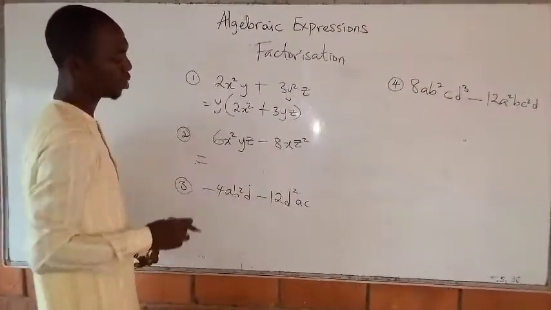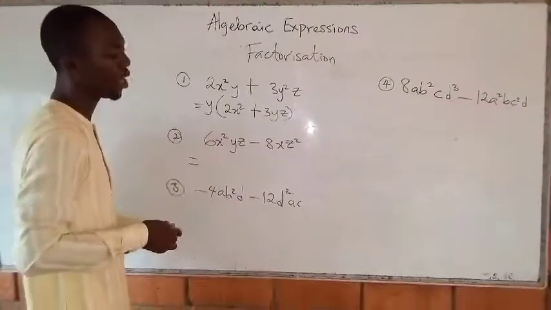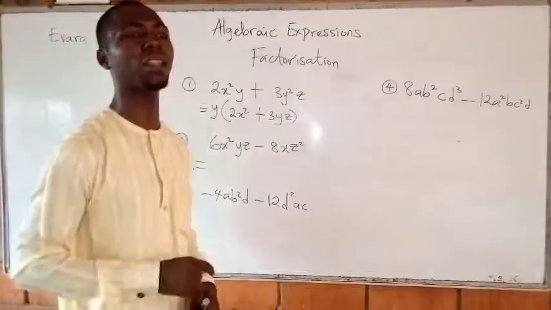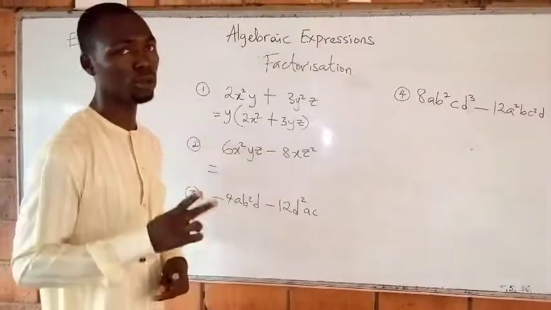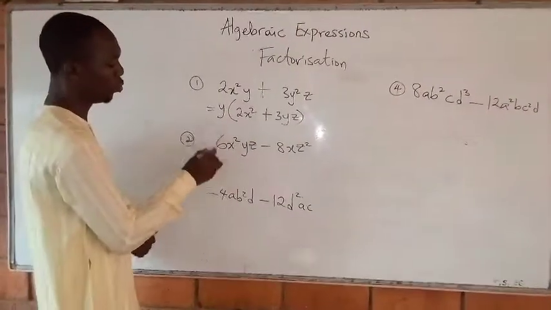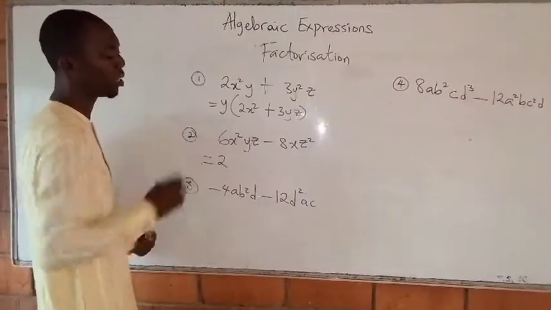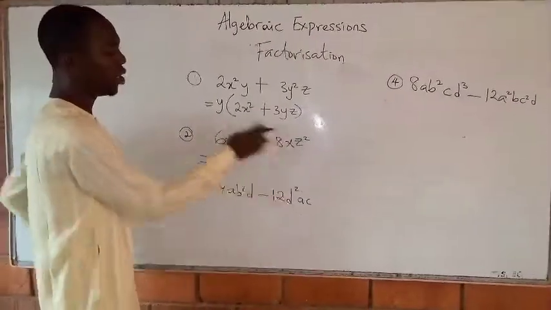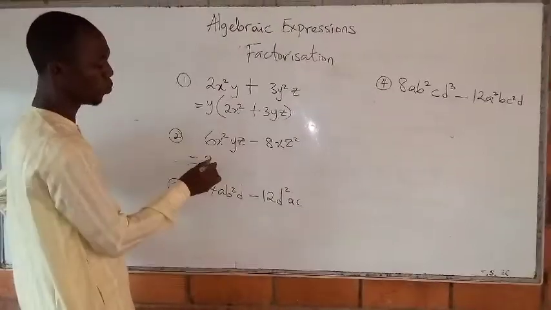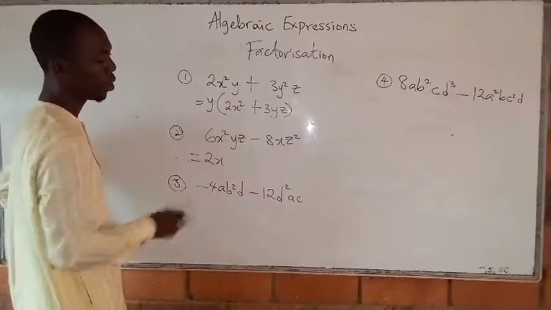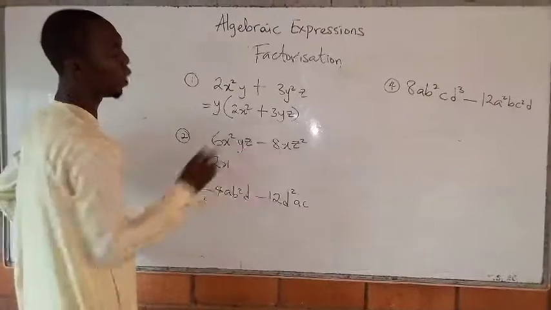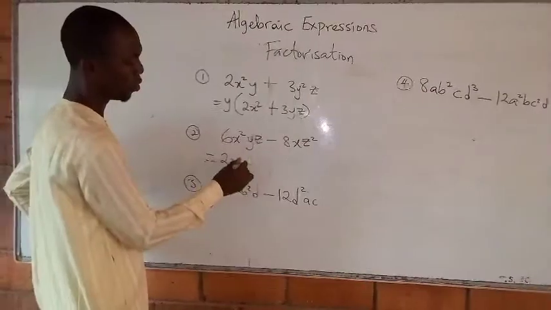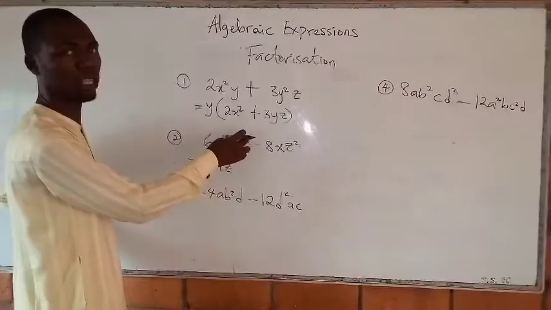Now let's take the second example. 6 and 8. What is the highest common factor of 6 and 8? That is the highest number that can divide 6 and also divide 8. That is 2. 2 is common to 6 and 8. So we'll bring that 2 out. We have x here, we also have x here. Here it is squared, here it is raised to power 1. So we'll pick the one that is raised to power 1. There is y here and there is no y here, so we can't pick y. We have z here, we also have it here. That means we can pick the one that is of lesser power.